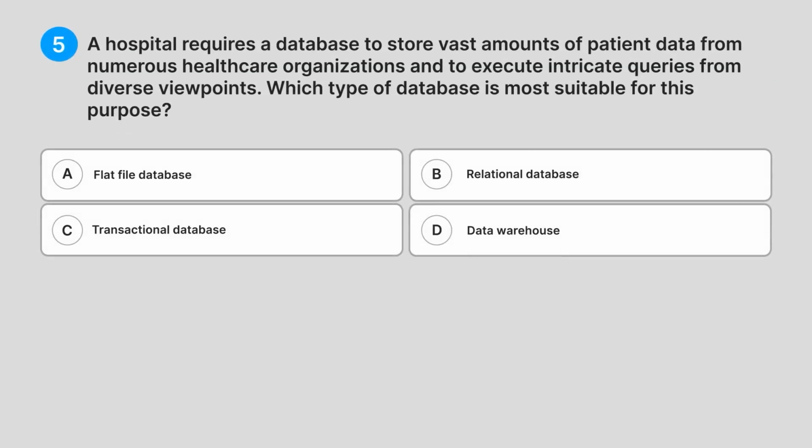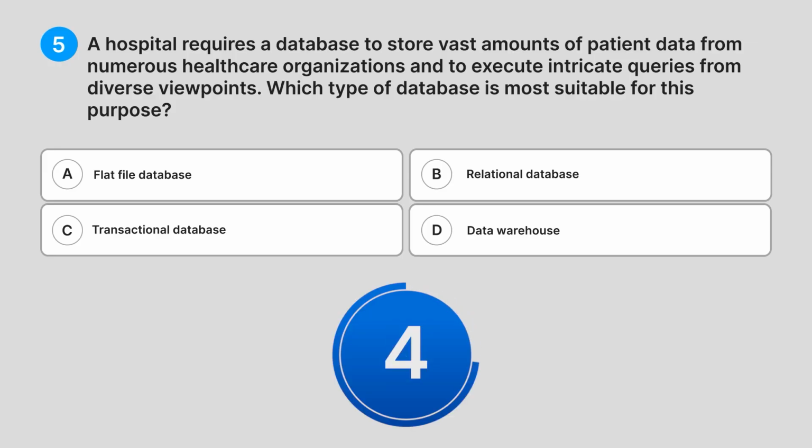5. A hospital requires a database to store vast amounts of patient data from numerous healthcare organizations and to execute intricate queries from diverse viewpoints. Which type of database is most suitable for this purpose? A. Flat file database. B. Relational database. C. Transactional database. D. Data warehouse. Can you guess the answer?